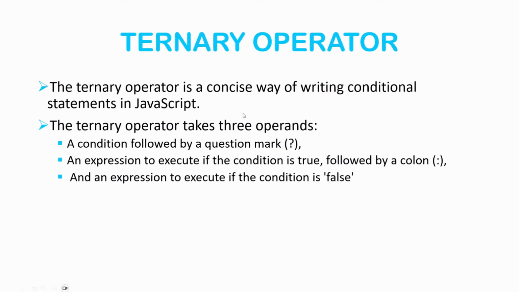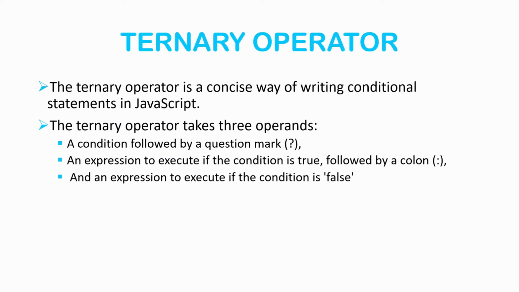Okay, so we have the ternary operator. The ternary operator is a concise way of writing conditional statements in JavaScript. It takes three operands: the condition followed by a question mark, an expression to execute if the condition is true, followed by a colon, and an expression to execute if the condition is false. We just finished the if statement, else if, and then the else statement. So the ternary operator is just a very brief, concise way of writing an if and else statement in JavaScript.